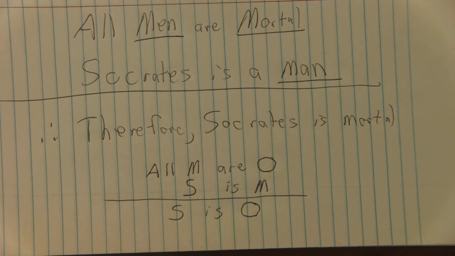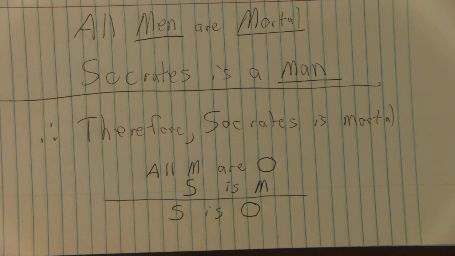So step 1, if we're trying to determine, again, the validity of the argument, we isolate the inference, or the form of the inference, and that is what I've done below. All M are O, S is M, therefore S is O. This is the form of the argument.